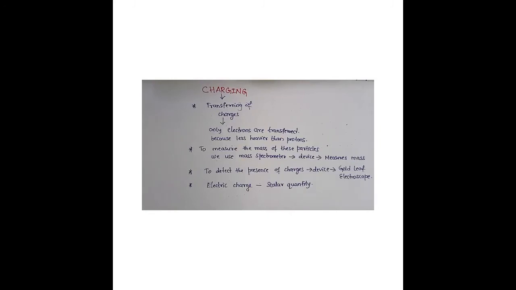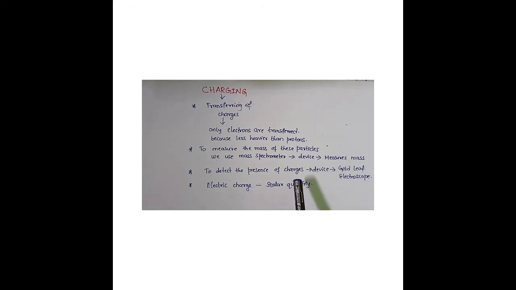And how do we measure the mass of these electrons or protons? There is an instrument called a mass spectrometer, a device used to measure the mass of elementary particles. And to detect the presence of charges we have another device called a gold leaf electroscope. You may get 1 mark questions on this, so I'm explaining it. I have written it here so that you can note it down. And we know that electric charge is a scalar quantity.